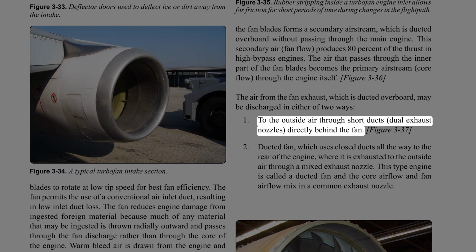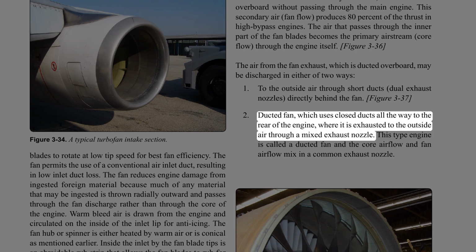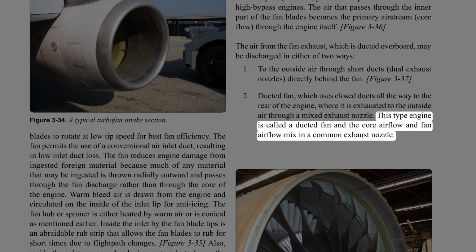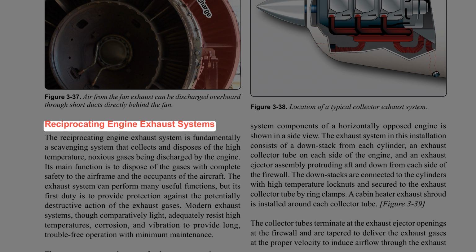1. To the outside air through short ducts, dual exhaust nozzles, directly behind the fan. 2. Ducted fan, which uses closed ducts all the way to the rear of the engine, where it is exhausted to the outside air through a mixed exhaust nozzle. This type engine is called a ducted fan and the core airflow and fan airflow mix in a common exhaust nozzle. Reciprocating engine exhaust systems.